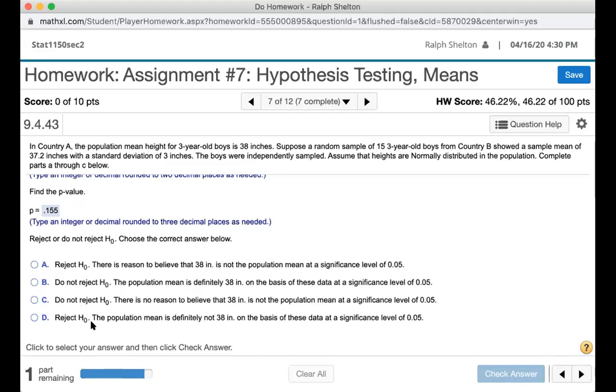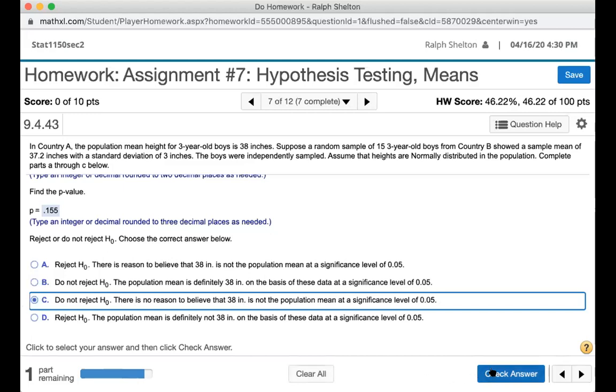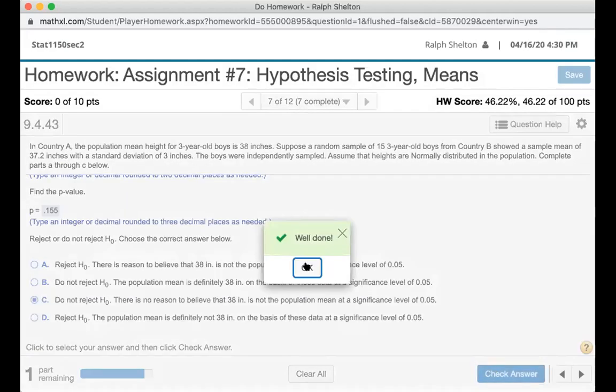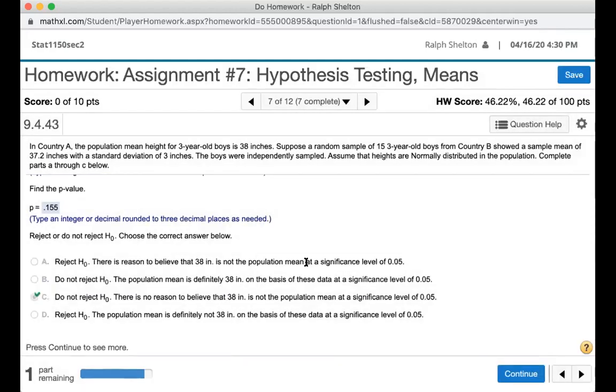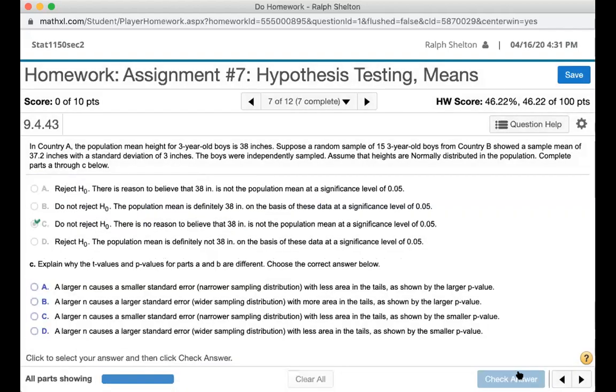Do not reject, so there's no reason to believe, or we have insufficient evidence to believe that 38 is not the population mean at this significance level. Okay, continue. Explain why the t-values and p-values for part A and B are different.